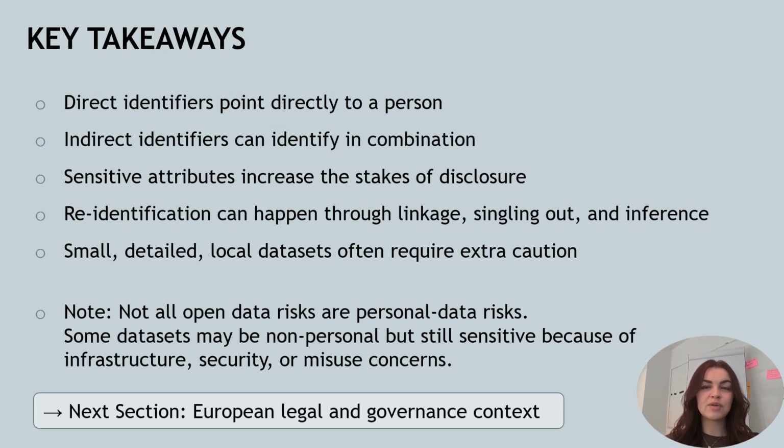This lesson focused on what makes data identifiable in practice. The main point is that risk often comes from combinations, uniqueness, and contexts, not only from obvious identifiers. That understanding gives us a stronger basis for the next lesson, where we look at GDPR, anonymized data, and the wider governance responsibilities around publication.